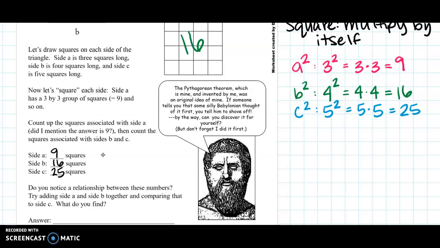Pause the video and see if you can find the relationship between side A, B, and C. If you're having trouble finding a relationship, try adding side A and B together and comparing that to side C. What do we find?